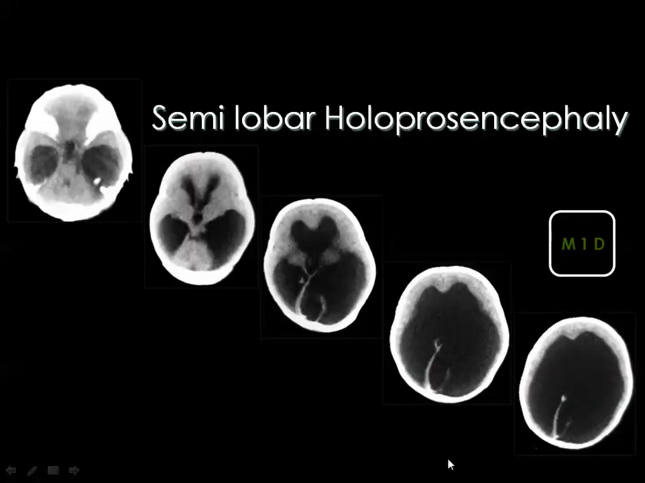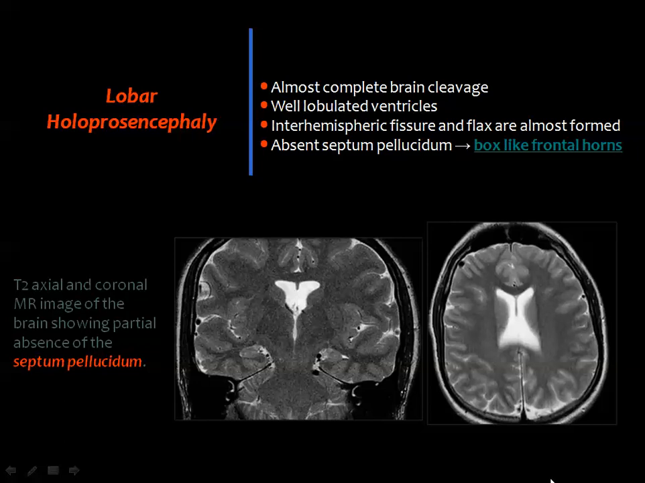This is also an example where you see more attempt at the differentiation of the lateral ventricles as well as the third ventricle. The posterior fossa is good. The supratentorial ventricles are fused together, forming a single cavity. The lobar holoprosencephaly, there is almost complete brain cleavage into two cerebral hemispheres and well-lobulated ventricles.